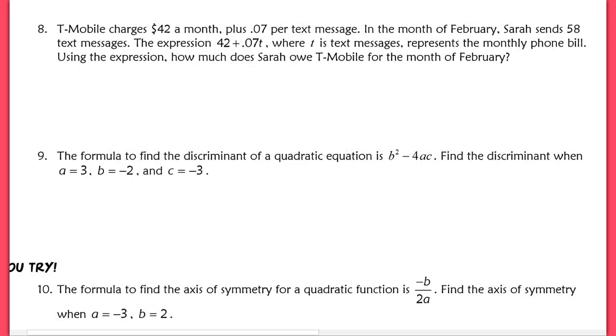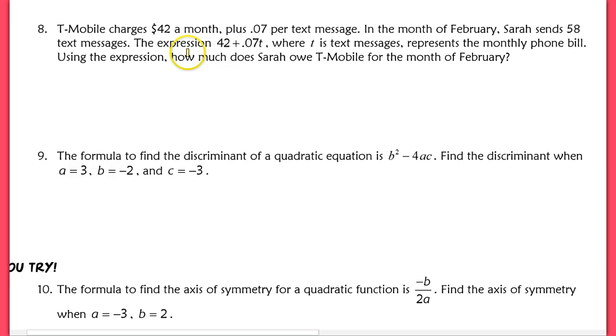Okay, in number 8 it says that T-Mobile charges $42 a month plus 7 cents per text message. In the month of February, Sarah sends 58 text messages. The expression 42 plus 0.07T, where T is the number of text messages that you send, represents the monthly phone bill.